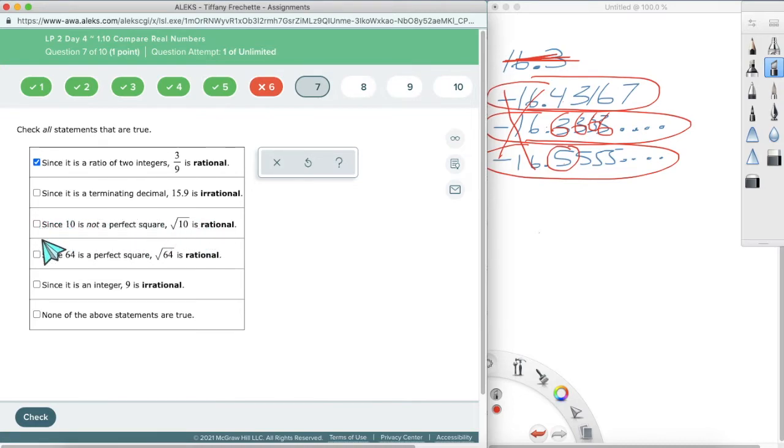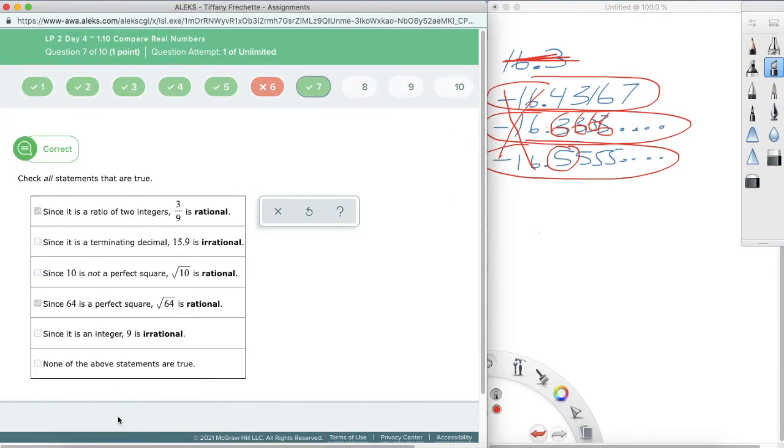Since 64 is a perfect square, the square root of 64 is rational. That is definitely true. The square root of 64 is 8 or -8, depending on which one we're looking at, and either one works as an integer, which is a rational number. Since it is an integer, 9 is irrational. Well, that one would definitely fit in the rational section for being an integer. So we wouldn't check that box, and this is none of these statements are true. Well, we have at least 2 statements true, so we can check that and move forward.